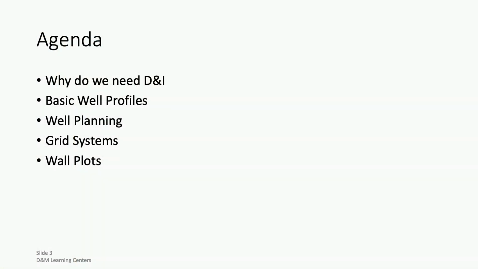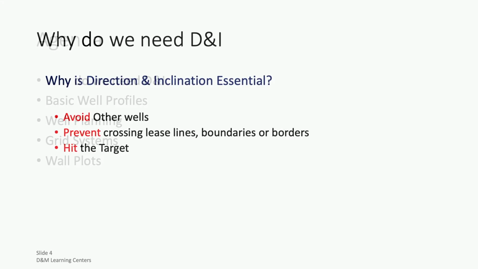We give all that stuff to the well planner. The well planner will make the plot for us, and then as we're drilling, we can make real-time decisions on where we're going and where we need to hit. Grid systems, we utilize magnetic north, true north, and I think it's grid north is what we use. And the wall plots, I kind of already explained that a little bit.